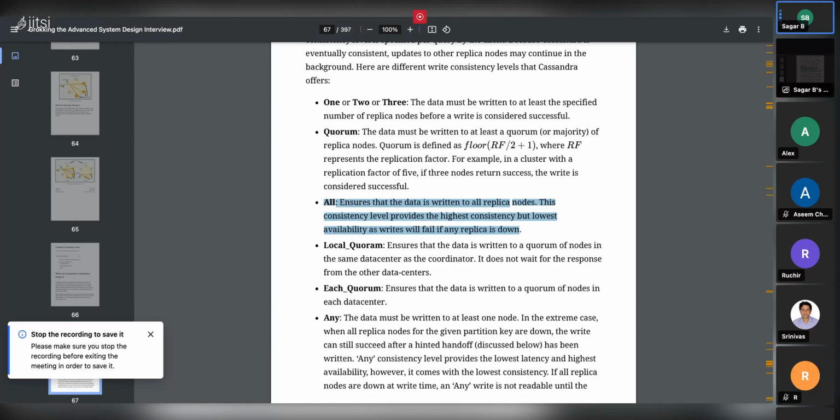I think what you're describing, Srini, is the ALL consistency level mode in Cassandra.